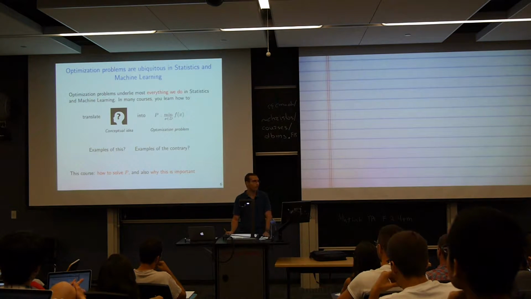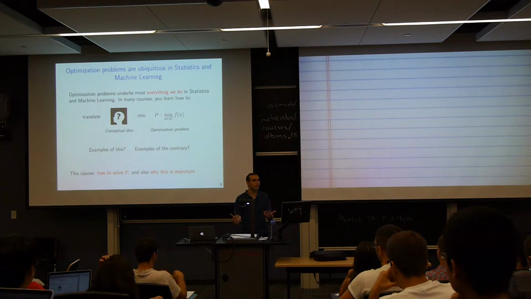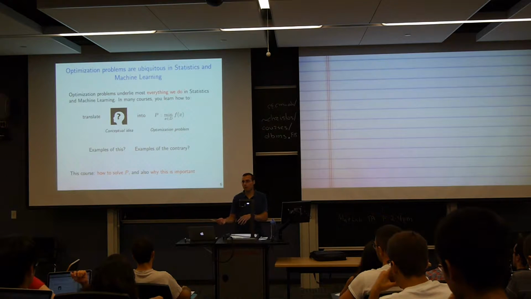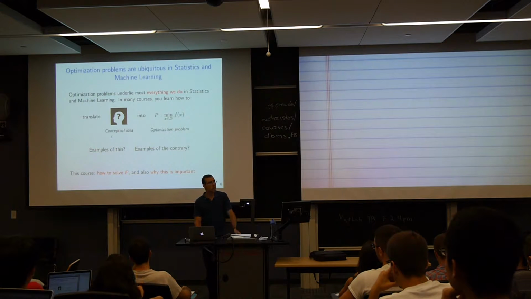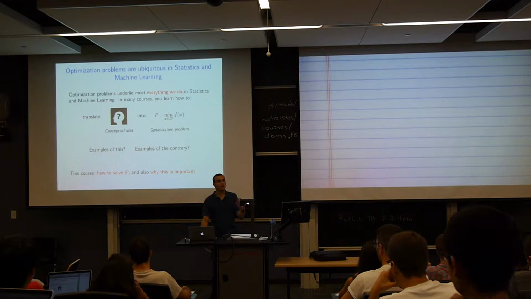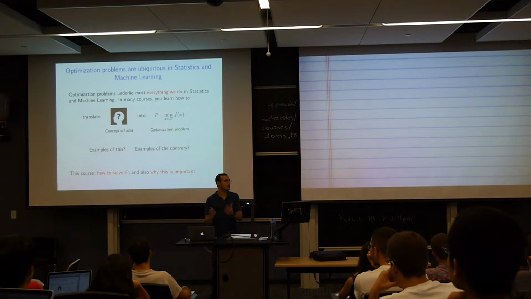Like maybe I want the coefficients to be sparse or something. Maybe I want them to be shrunken or something. You learn how to take that conceptual idea and translate it into an actual optimization problem. Right? Another example might be classification. You want to maybe fit the best hyperplane with the biggest margin to separate two classes. You learn how that idea translates into a particular problem that you solve in order to achieve that goal.